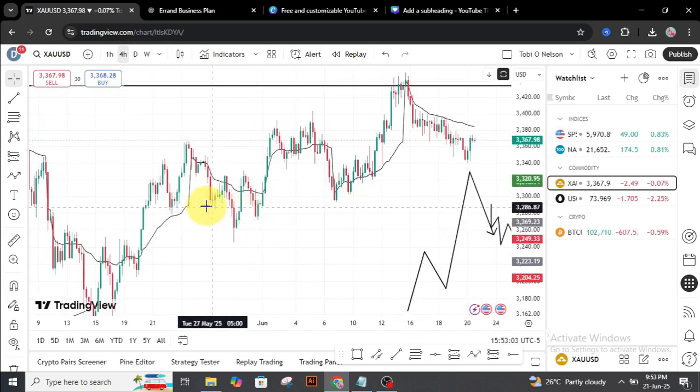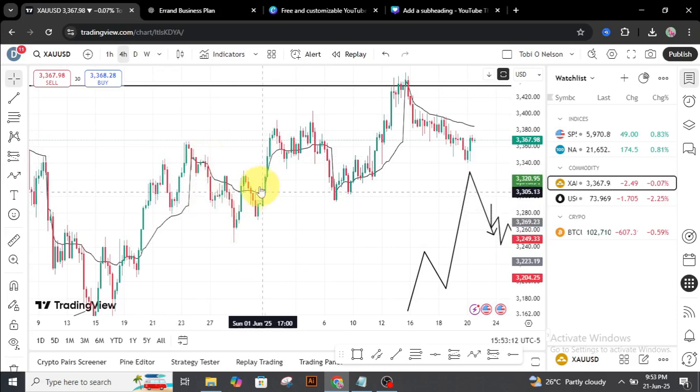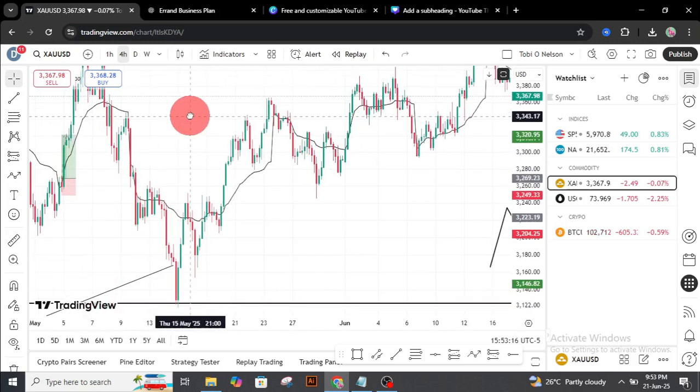Let me use this one as an example. Here now, you see something that looks like a reverse head and shoulders pattern. First shoulder here, second shoulder here. So as soon as the VWAP gets broken, then you want to take a buy position. All right, let me give you another example here.